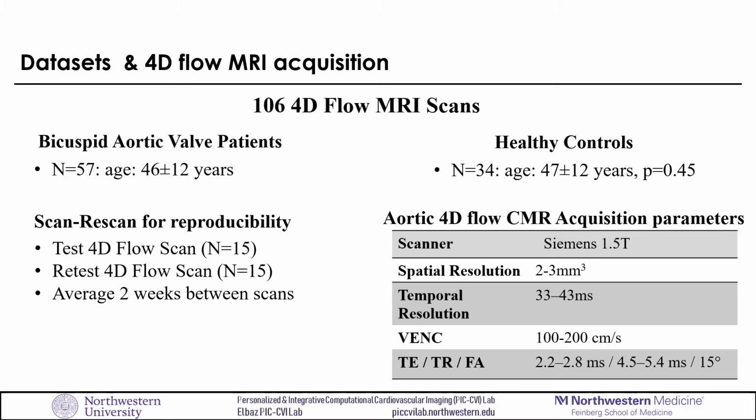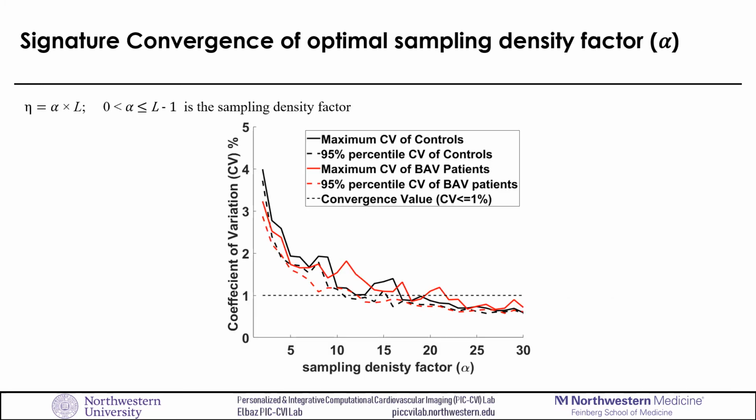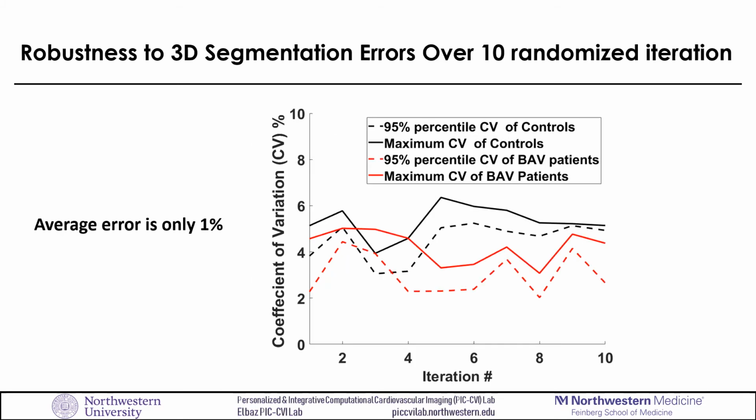Our data set involved 106 scans, including 57 bicuspid aortic valve patients, 34 healthy controls, as well as 15 healthy controls who underwent a second scan 2 weeks later to assess reproducibility. We assessed the convergence, the signature sensitivity, as well as the rescan reproducibility. Our results show convergence of the patient-specific density metric, allowing equivalent and consistent comparison between different patients and controls. Our method also showed that the average error in the signature from randomized segmentation errors was about 1%, and the maximum was about 5% in the worst iterations, which are actually extreme errors in the segmentations. Therefore, this shows the robustness of our method.